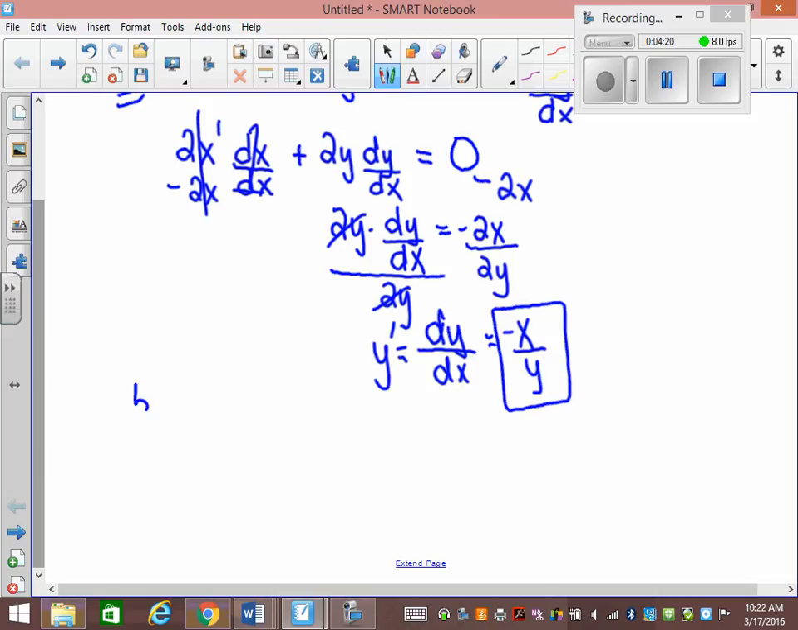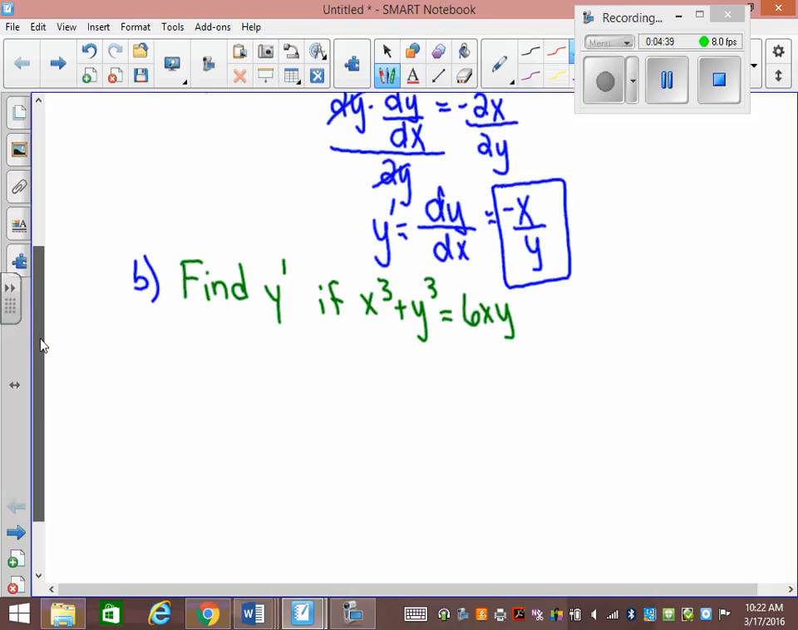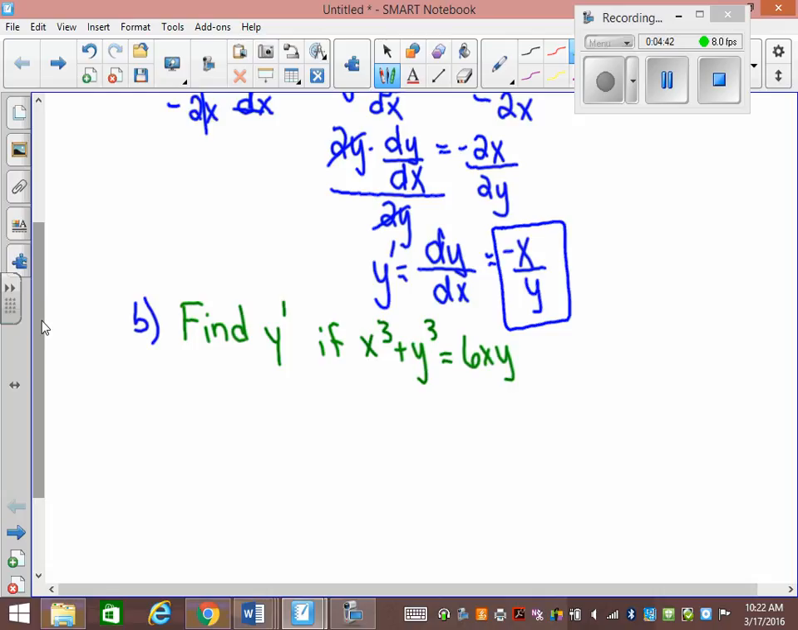B. Find y prime if x cubed plus y cubed equals 6xy. This one's harder, because on the right-hand side of the equal sign, you have product rule. A lot of people forget to do product rule on here. They'll just say 6y prime or something crazy behind it. It's product rule. It's two variables multiplied together.